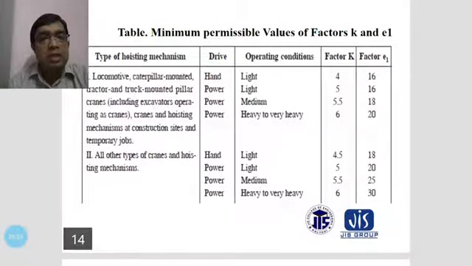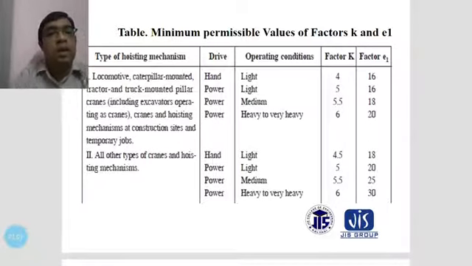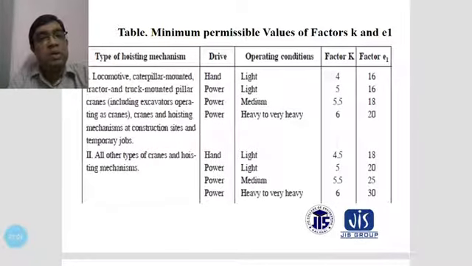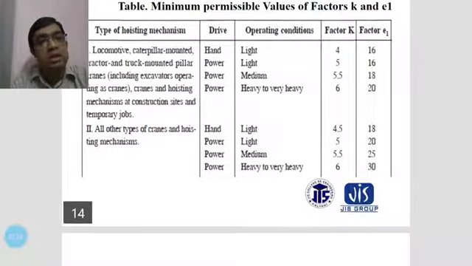Another is all other types of cranes and hoisting mechanisms, considered with hand power and power systems, under light, medium, and heavy to very heavy operating conditions. The factor K is 4.5, 5, 5.5 and 6, and the factor E1 is 18, 20, 25 and 30.